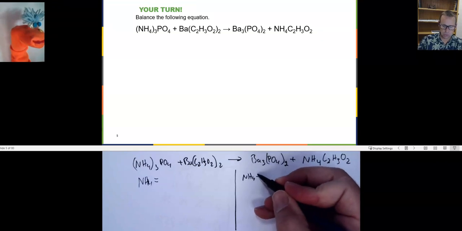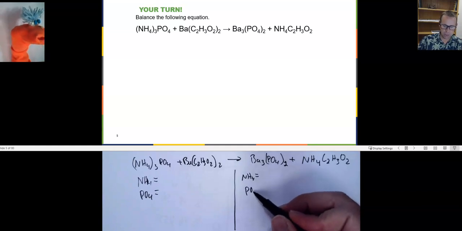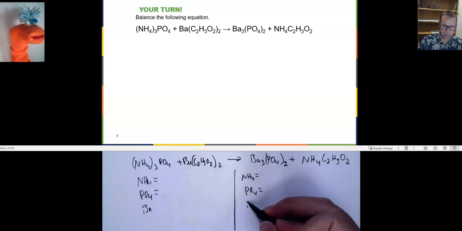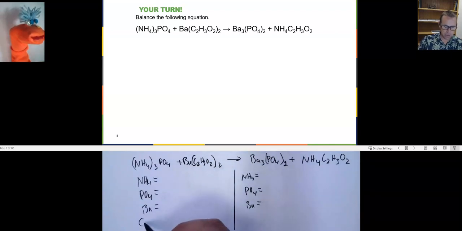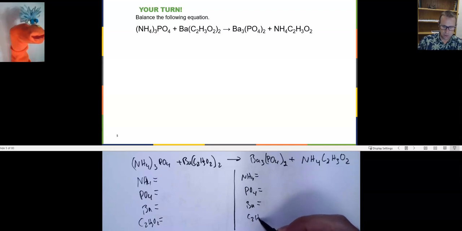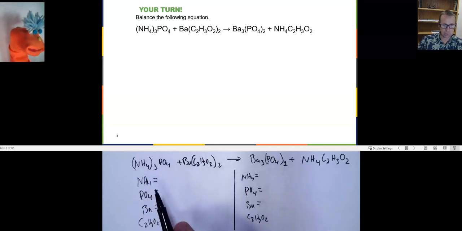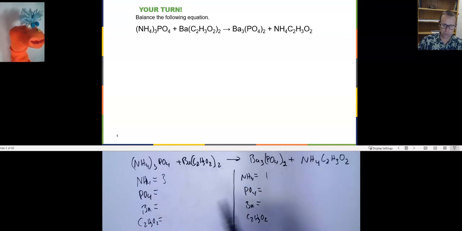So I'm going to look at ammonium ions on the left and right. I'm going to look at the phosphate ions on the left and on the right. Doesn't a phosphate have a -3 charge? Yeah, you could write that in there if you wanted to. It doesn't make a big difference here because I'm just identifying the number of atoms of the different things, right? C2H3O2, acetate ions. Okay, so how many ammoniums do we have on the left? 3? That's right. And on the right? Just one. Over here, phosphate?